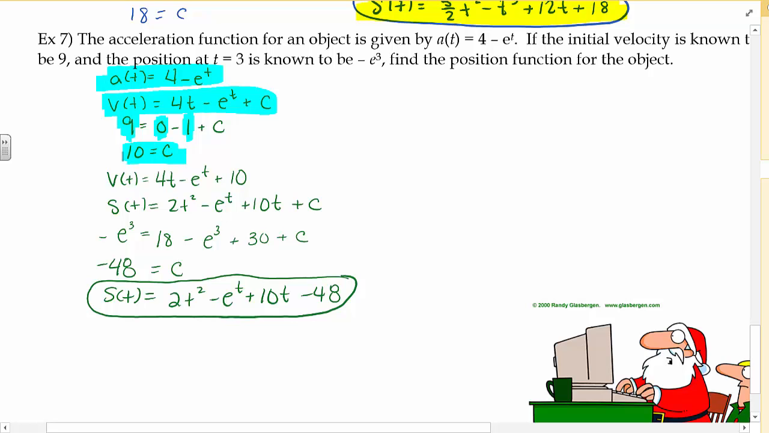And then down here, instead of giving you an initial value, I told you at t equals 3, the position is at negative e cubed. So I plugged 3 in for all of my t's, solved for c, got negative 48. So f of t is 2t squared minus e to the t plus 10t minus 48.